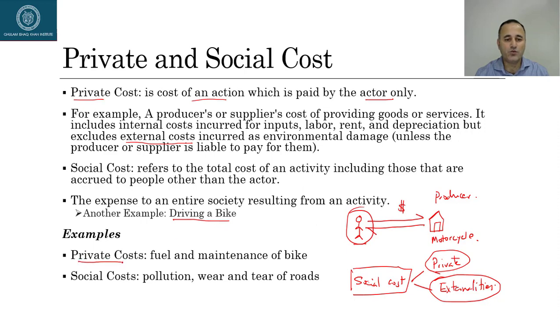Private cost would be fuel and maintenance of the bike. Whenever this individual buys a bike, the private cost would be fuel consumption and maintenance cost. But the social cost would be pollution and wear and tear of the roads. Imagine somebody who does not have a car: the government still pays for the maintenance of roads. Poor individuals do not use these roads, for example motorways, on a daily basis, and people with money are using them. So this cost is externalized, distributed among members of the society. So it entails social cost as well.